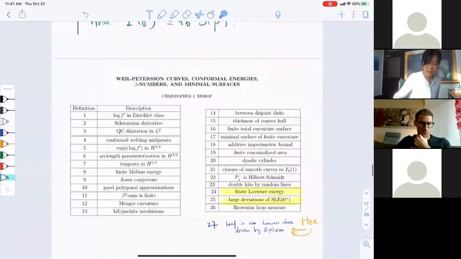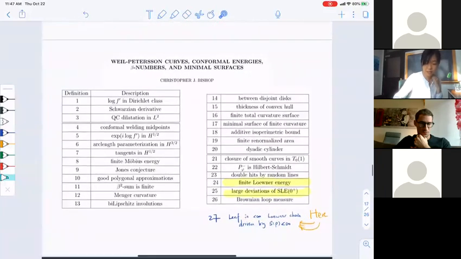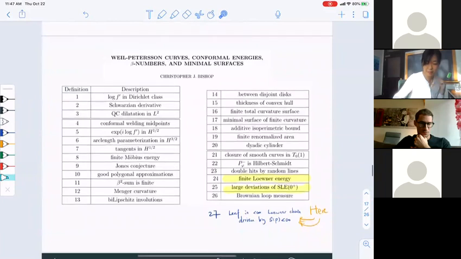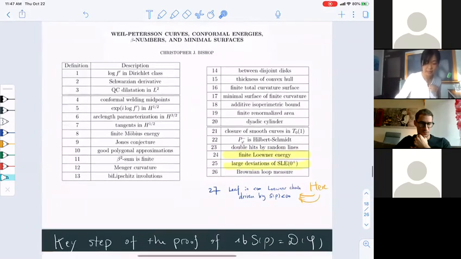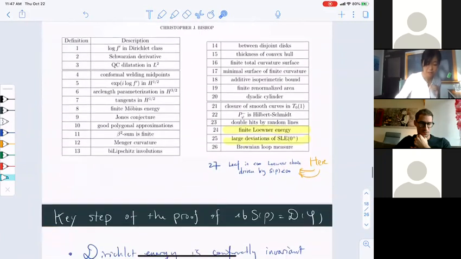Here is a screenshot from Chris Bishop's paper on the characterization of Weil-Petersson quasi-circles. We have been talking about these two, Loewner energy and large deviation of SLE 0+, and now we are adding a new one: being a leaf in a Loewner chain driven by a finite Loewner-Kufarev energy measure.